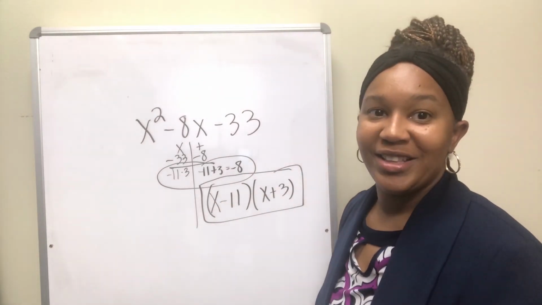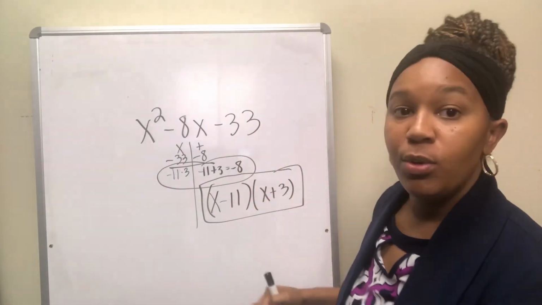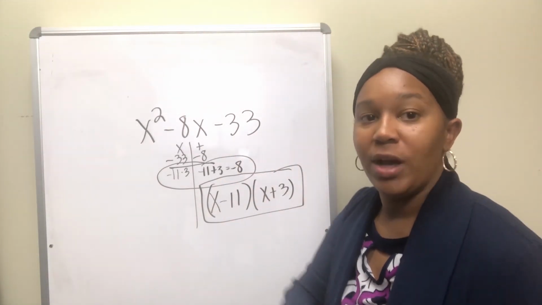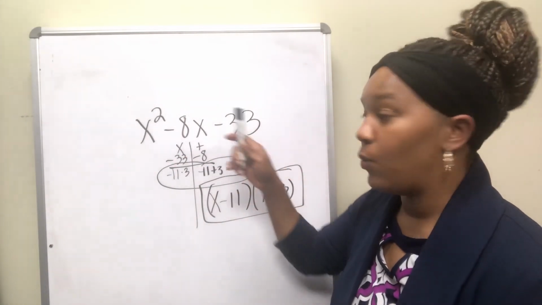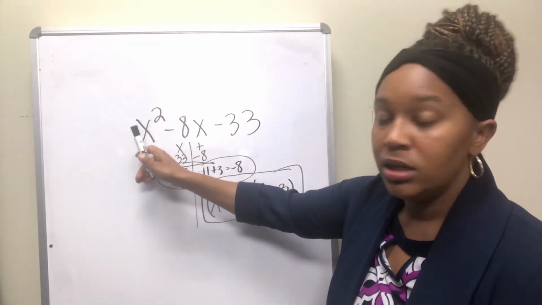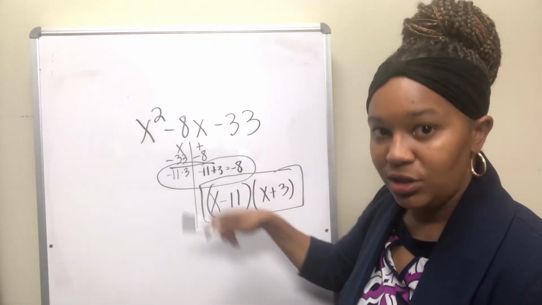Did you get it right? Alrighty, so if you're comfortable with this, then you need to go on and watch the next video, which is factoring trinomials like this, but when your leading coefficient is not 1. So when you have a number right here. So go on and check that one out. If you got this, you're ready to move on.